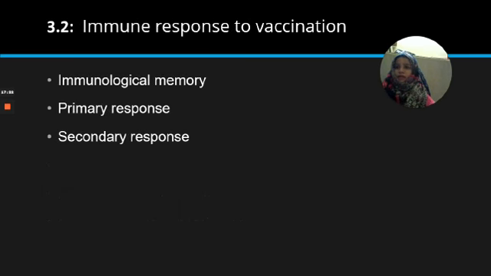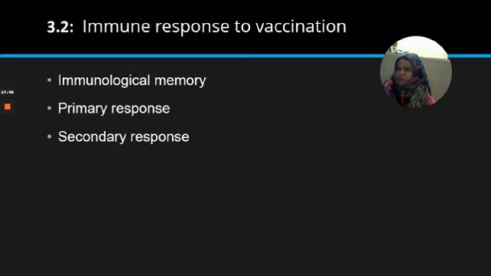My next topic is the immune response to a vaccination. It consists of immunological memory, primary response, and secondary response. What is immunological memory? Immunological memory means that the previously activated antigen is kept in the memory of the immune system, which creates a strong and powerful reaction when facing the same antigen.